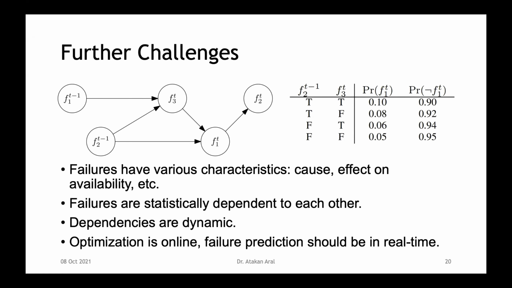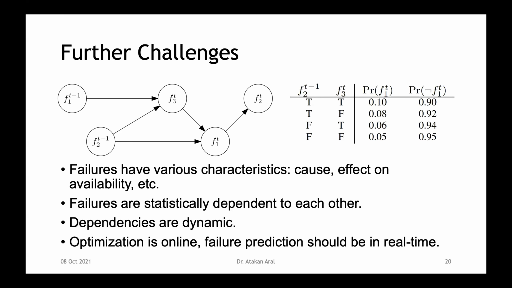Some further challenges here are that these failures have various characteristics, like their causes and effects are different. As I said before, they are statistically dependent on each other, and these dependencies are dynamic. So you have to frequently learn this graph from scratch, or at least you can retrain using the current structure to optimize it. And you have to do this optimization online, because the failure prediction should be in real time. When there is a service to be deployed, you cannot say, okay, after 1 hour I will tell you the optimum locations, but you have to do it in near real time at least.